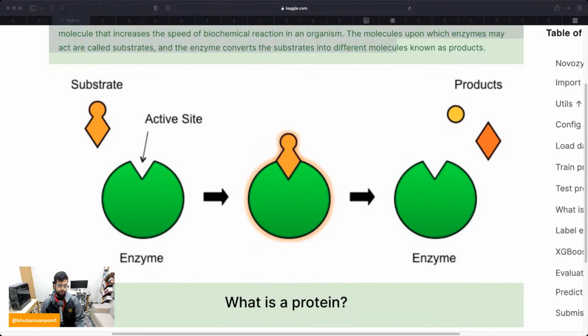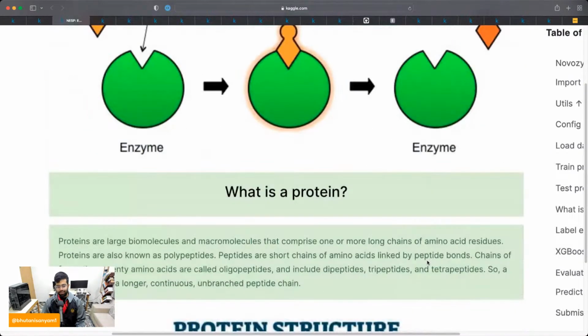Why is this info relevant to the competition? It's not. It's just good to know what enzymes are, including the info about the enzyme remaining unchanged.